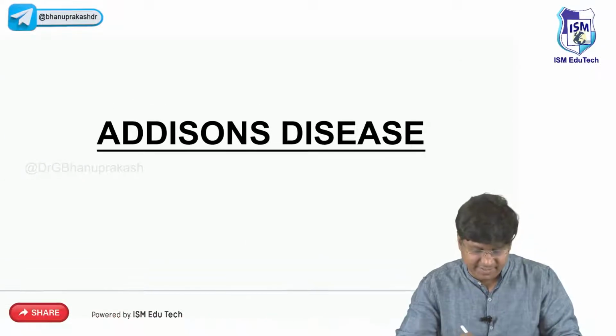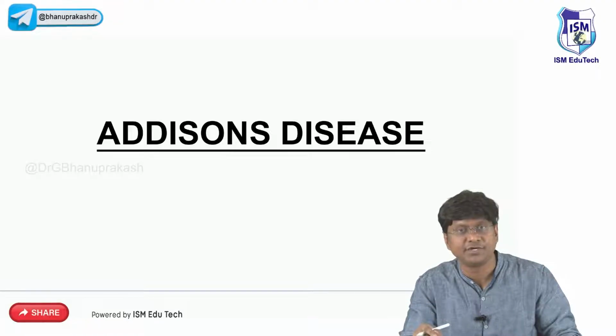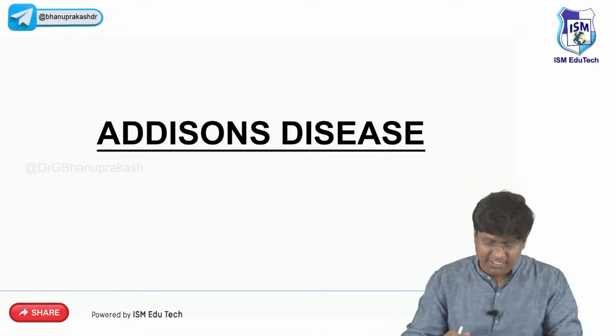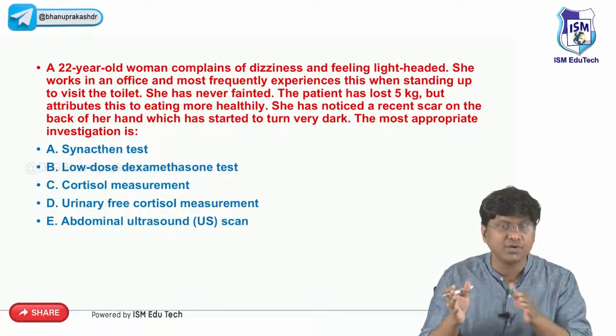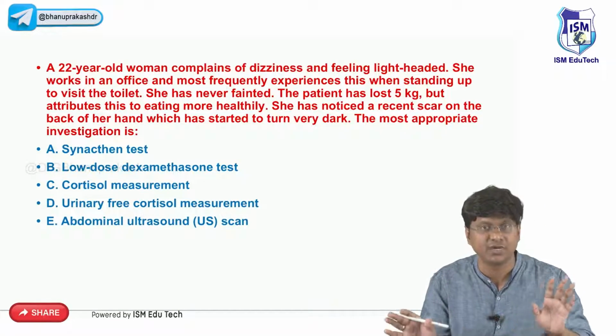Now, after having discussed Conn's, we'll move on to the next important topic, that is Addison's. Now I'll just show you a quick question related to Addison's. What exactly is Addison's? That is adrenocortical insufficiency. That is what is called Addison's.